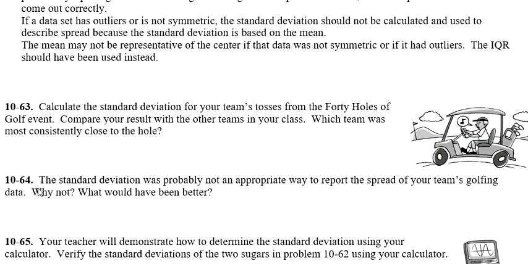Answer question 64. Think about this. Think about it in terms of why you may not want to use it, what could have been better, and what we've read up above. And then do this 65 for both sugar W and sugar P.